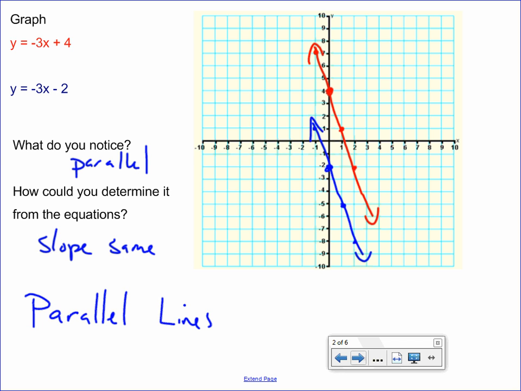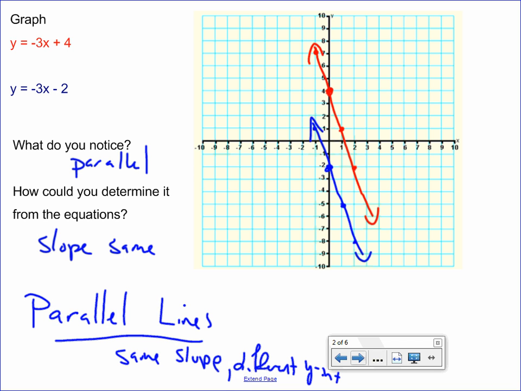And this should be in your notes now. Parallel lines, same slope. And the other thing we should notice is that they have the same slope, but different y-intercepts.